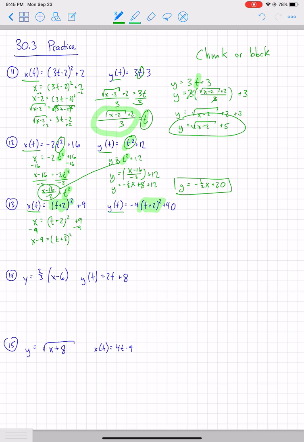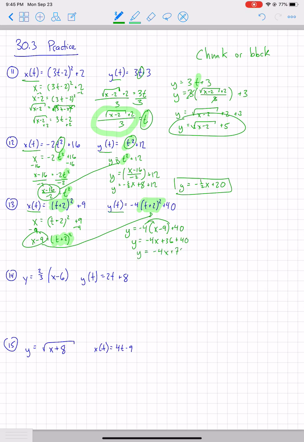Because we got all of this by itself, we can plug in our x minus 9 into where that t plus 2 quantity squared is. So we have y is equal to negative 4 times x minus 9 plus 40. So now all we need to do is distribute. Y equals negative 4x plus 36 plus 40, and then combine like terms to get y is equal to negative 4x plus 76.